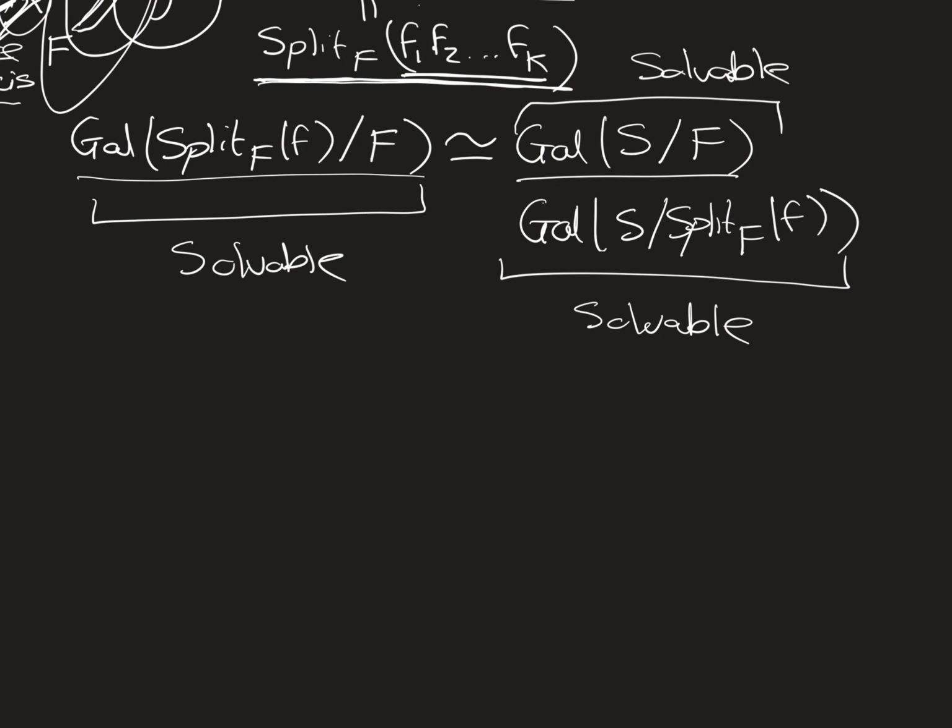So I suppose I should give you at least some of the arguments as to why the quotient of a solvable group is always another solvable group. This isn't difficult. You basically just follow your nose.